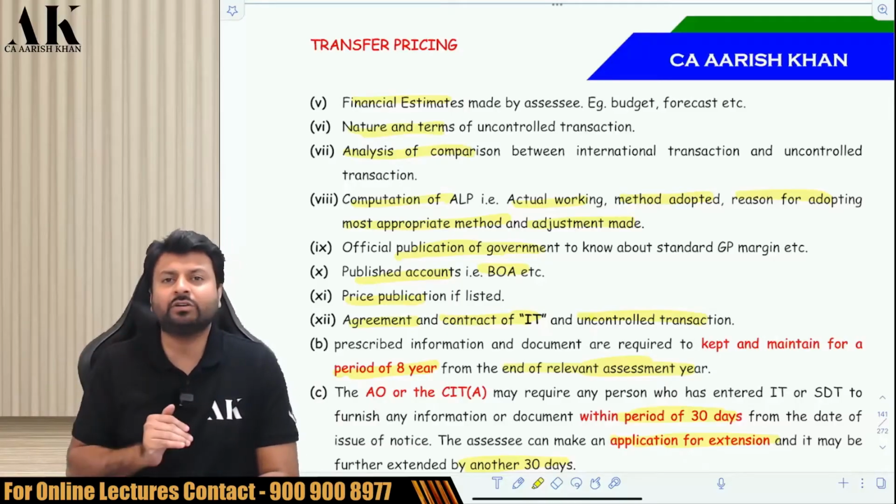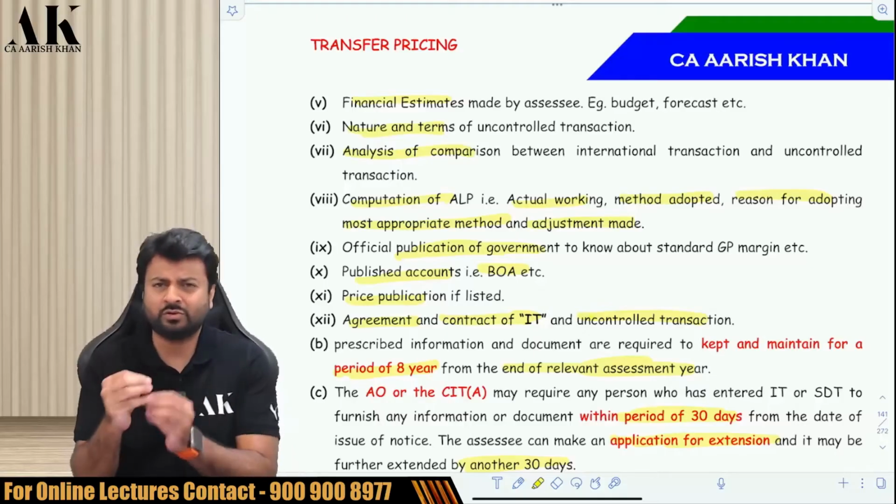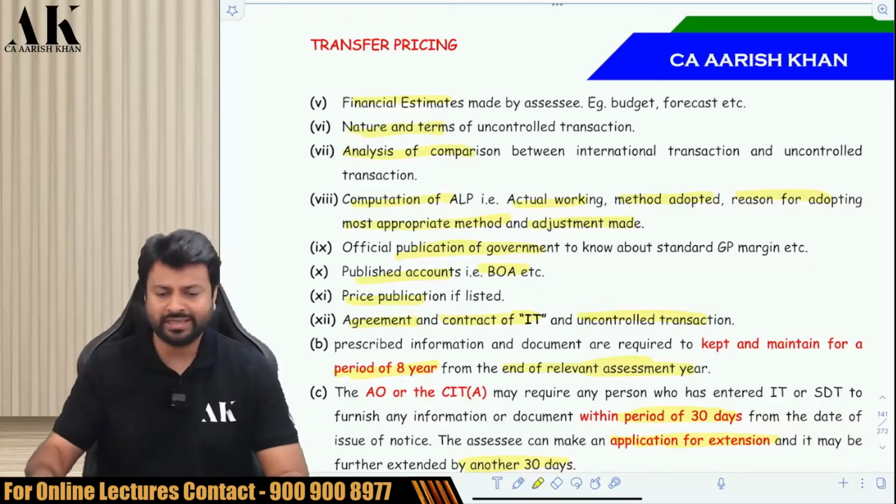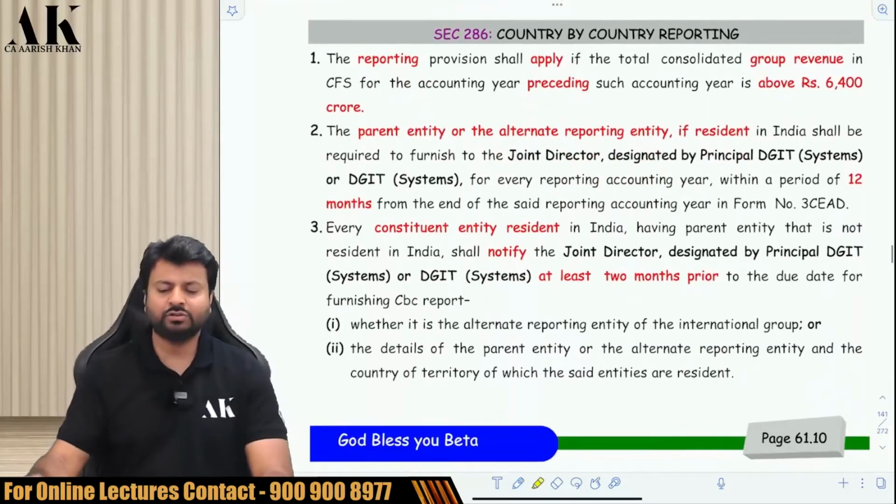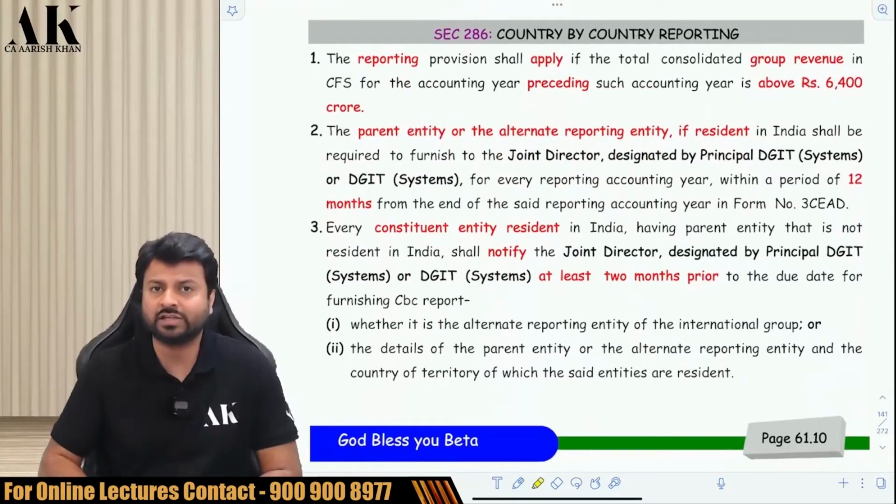But if it is less than 1 crore rupees, then you have to maintain at least some documents with which you can justify how you have computed the arm's length price. Okay, now let's move on to the next one, which is the master section for documentations, which is very, very important.